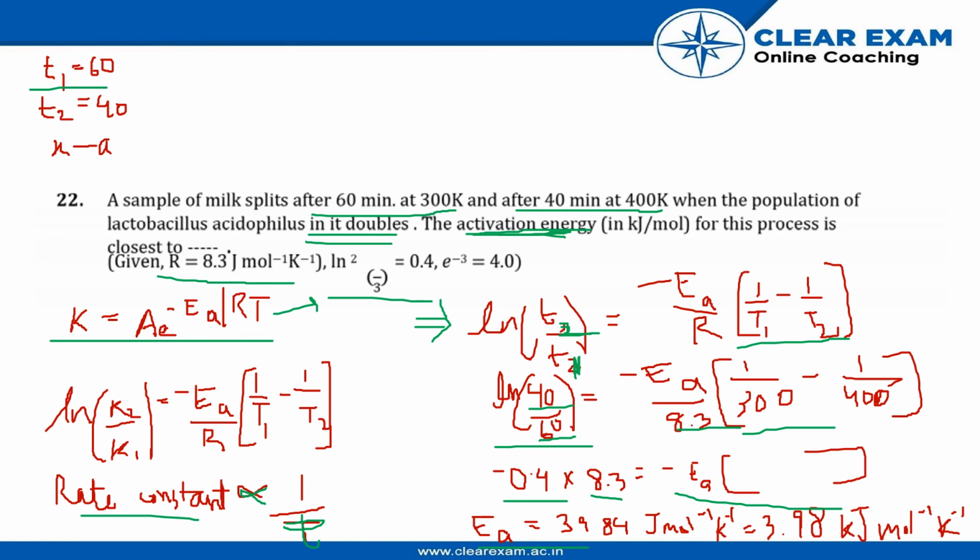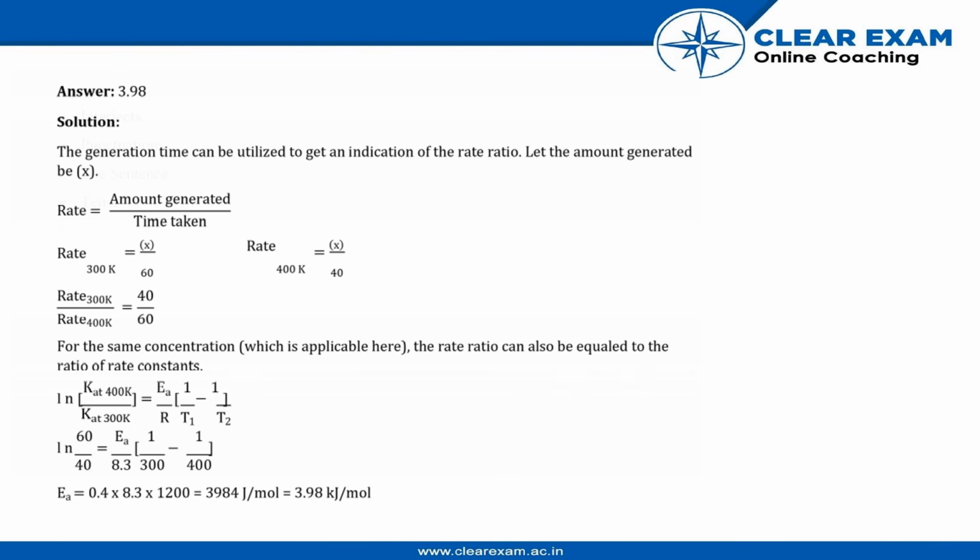energy as 3984 joule per mole per Kelvin, but we've been asked for it in kilojoule per mole, right? So divided by 1000 and the final answer is 3.98 kilojoule per mole per Kelvin. So your answer is 3.98.